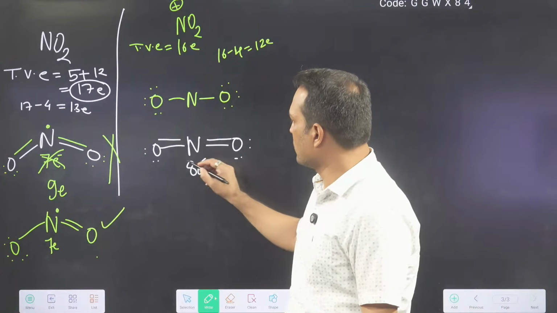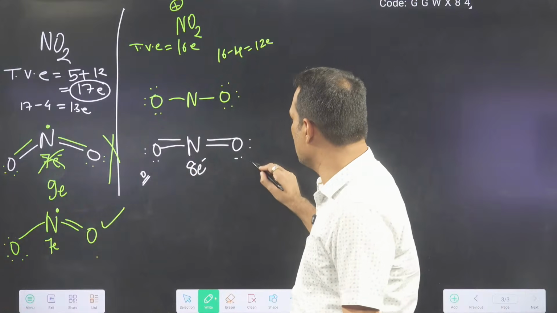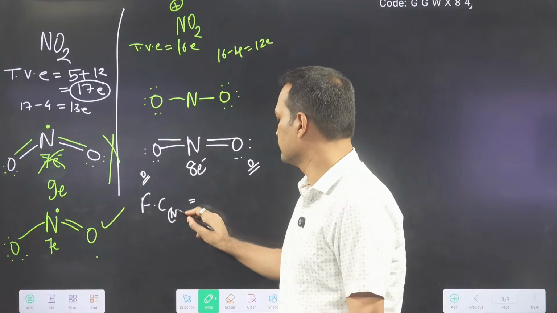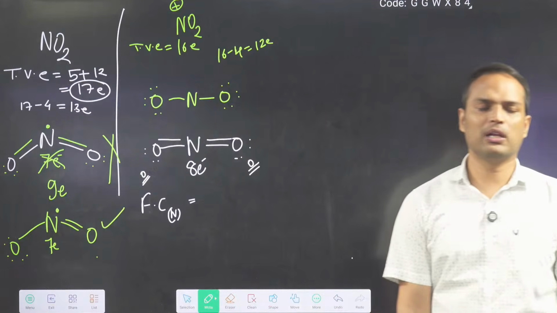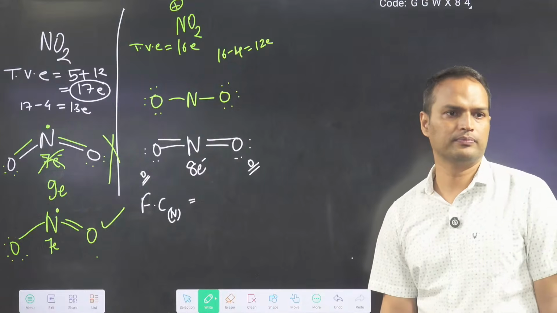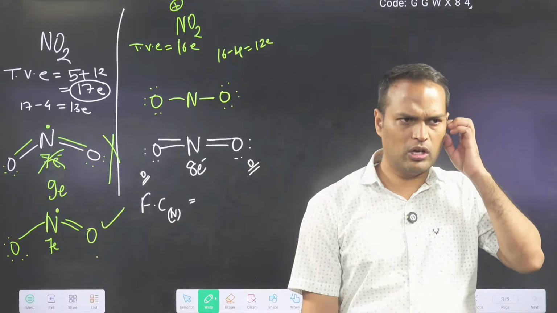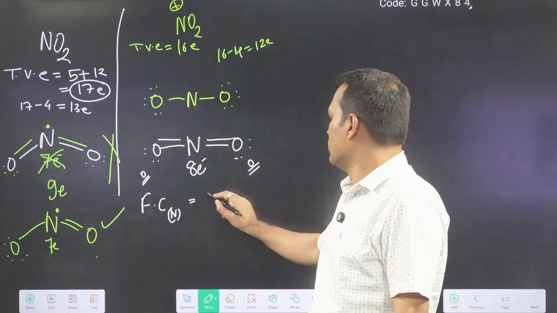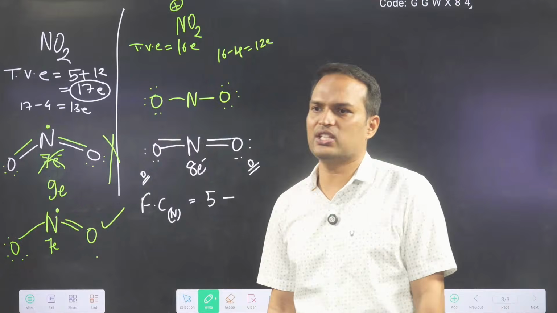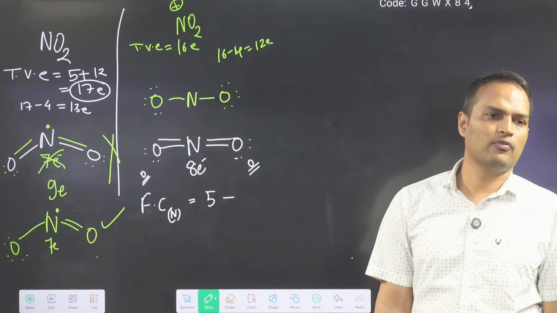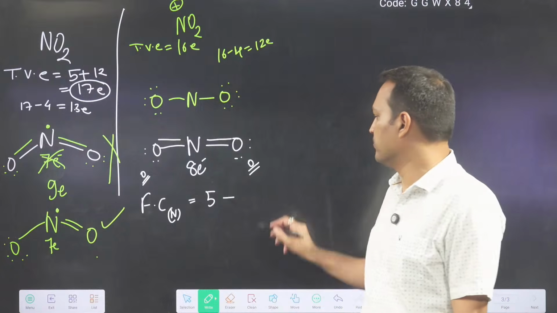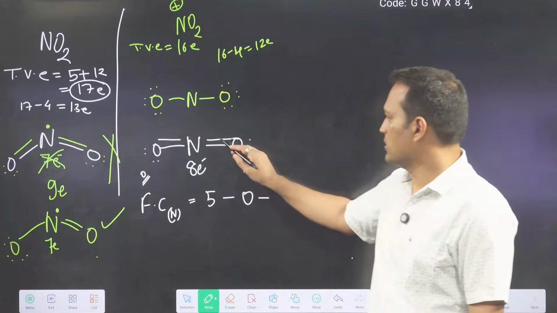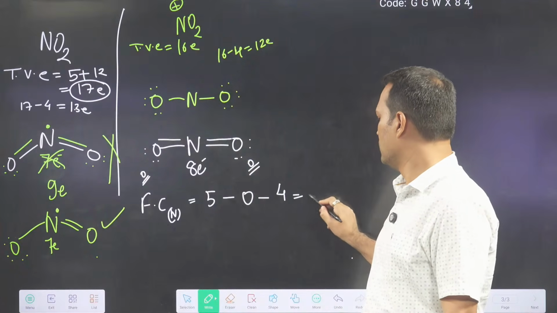Now when you find the formal charge on this oxygen, 0, this oxygen 0. Can you find the formal charge on nitrogen? Tell me, what is the formula for formal charge on nitrogen? So you will say, sir, valence electron in free state 5, minus non-bonding electron 0, minus number of bonds 4, plus 1.